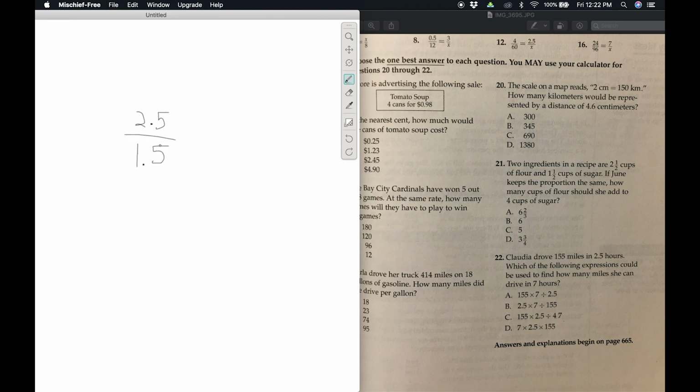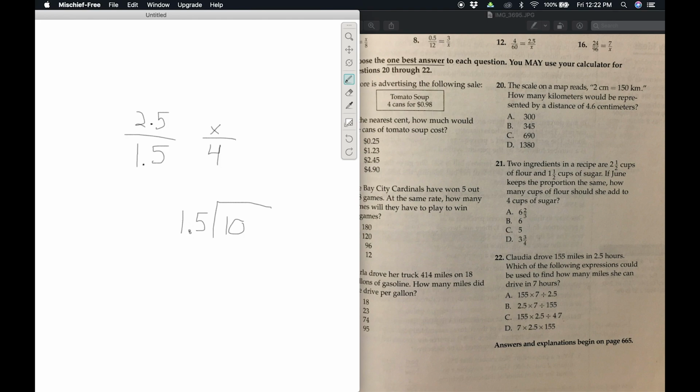Okay, so if 1.5 cups is the sugar, we know we need to keep the other, the 4 cups of sugar, in the same place, which is on the bottom and not on the top. Okay, so 4 times 2.5, I know that that is 10, so I'm not even going to do the math on that. Then I'll do the math on this for you. 1.5.